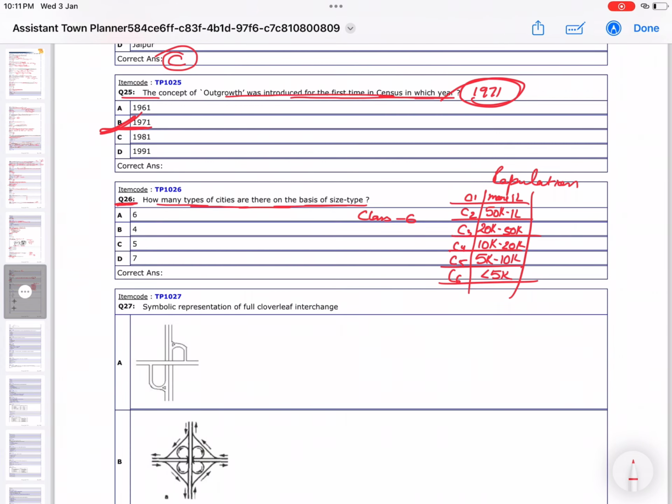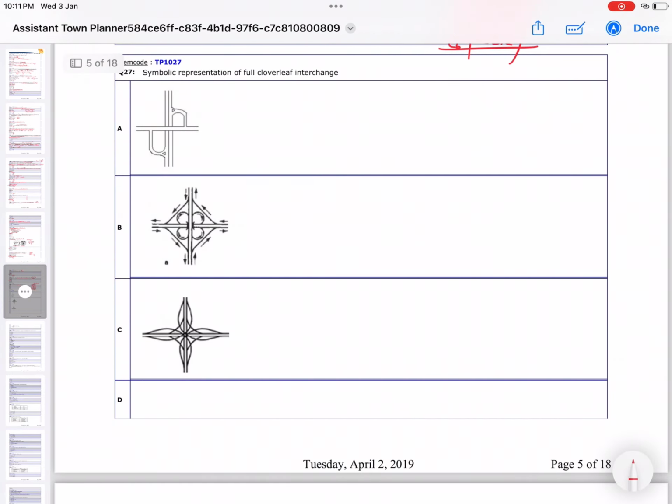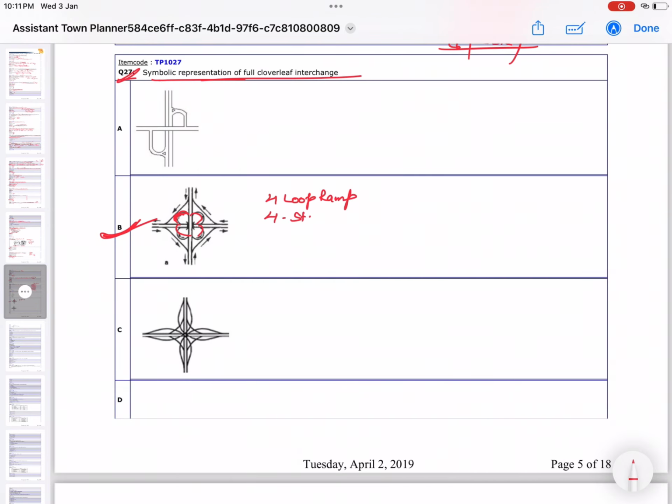Question number 27. Symbolic representation of a full cloverleaf interchange is: from the diagram, it is option B. It has 1, 2, 3, 4 loop ramps and 4 straight ramps. So the total number of ramps here is 8.